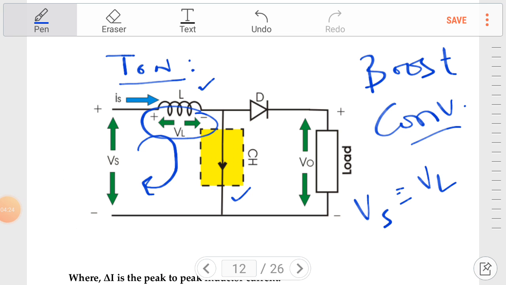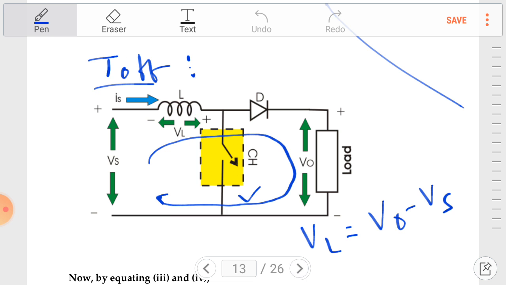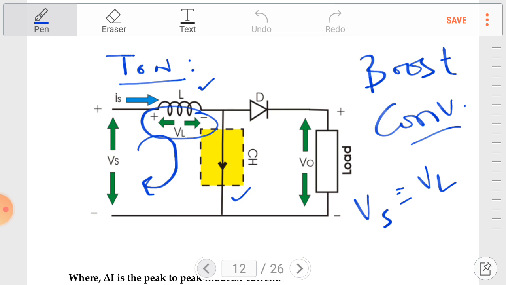In the next mode, when the inductance is discharging and behaving as a source, the polarity will reverse. The polarity of the inductance reverses in this case because it now becomes a source and is delivering current, whereas in the previous state it was absorbing current and charging.